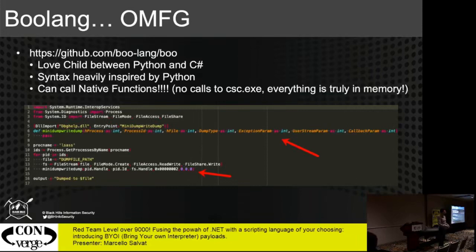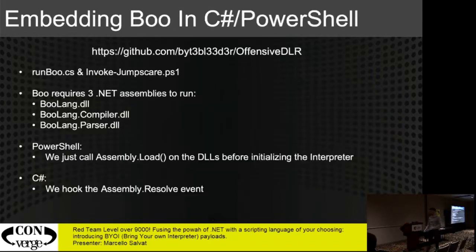This is the equivalent of doing it with Roslyn, only that it's in Python, well, somewhat Python, so like a hybrid. And it's a scripting language, which is, in my mind, a big deal. You can get some of the demos I'm about to show you from that one repo, under runboo.cs, which is the C# version, so we're embedding Boo in C# in that one. And then Invoke-JumpScare.ps1, I thought that was kind of cute because, you know, boo, invoke jump scare. Yeah, okay. Only me, I guess.